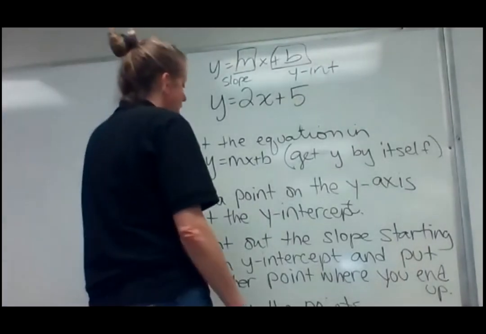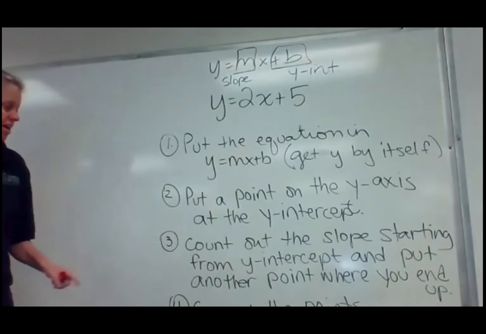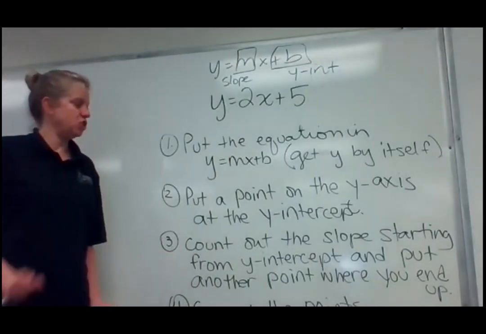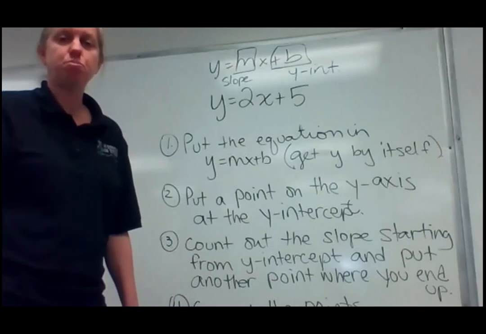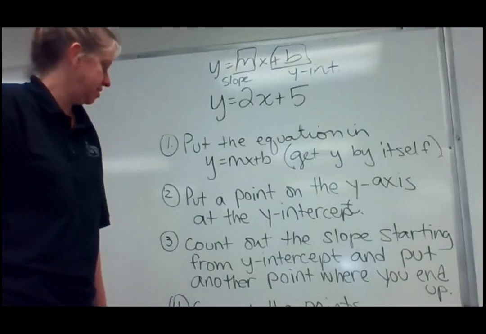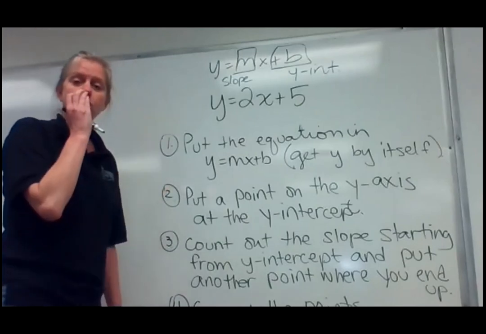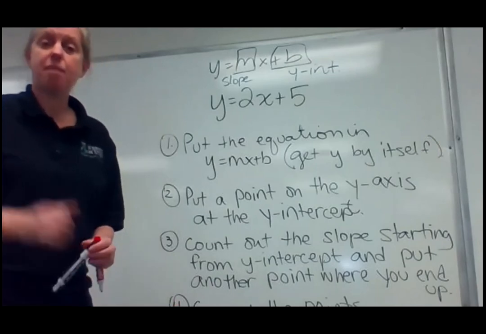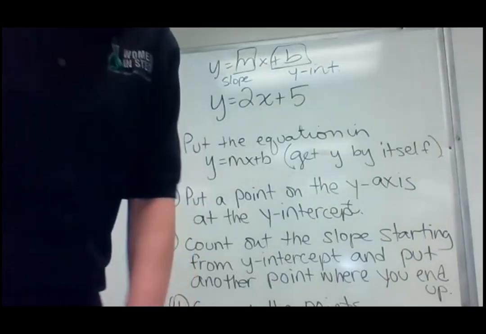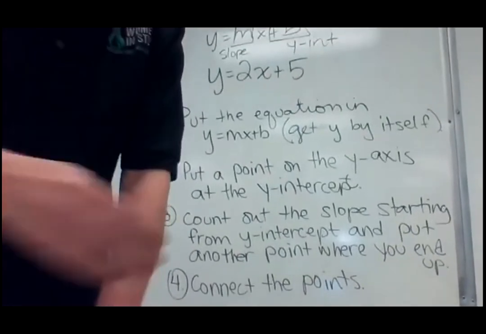So you're going to put a point on the y-axis at the y-intercept. The third step is you're going to count out the slope starting from that point that you just put on the y-axis and put another point where you end up. And I'll show you what that means here in a minute. And then the last step is to connect the 2 points that you have drawn.